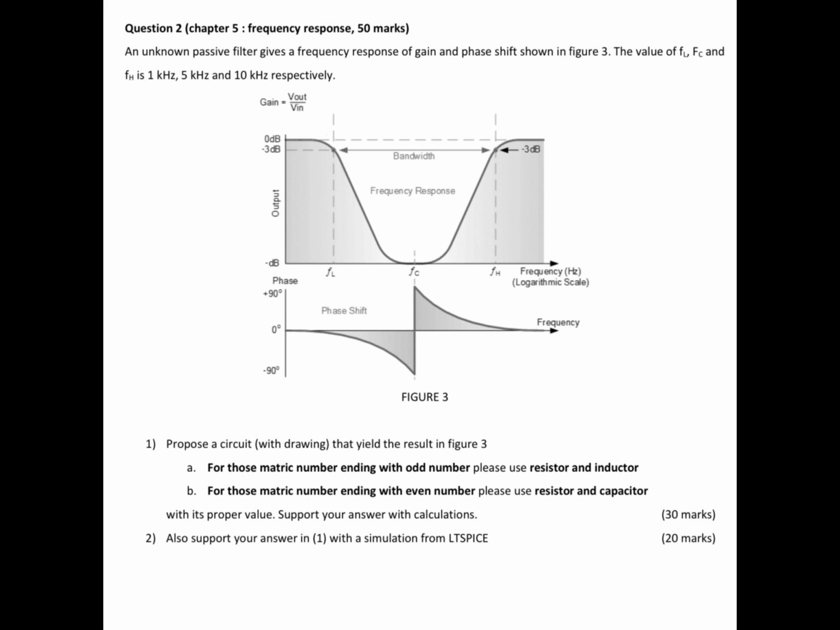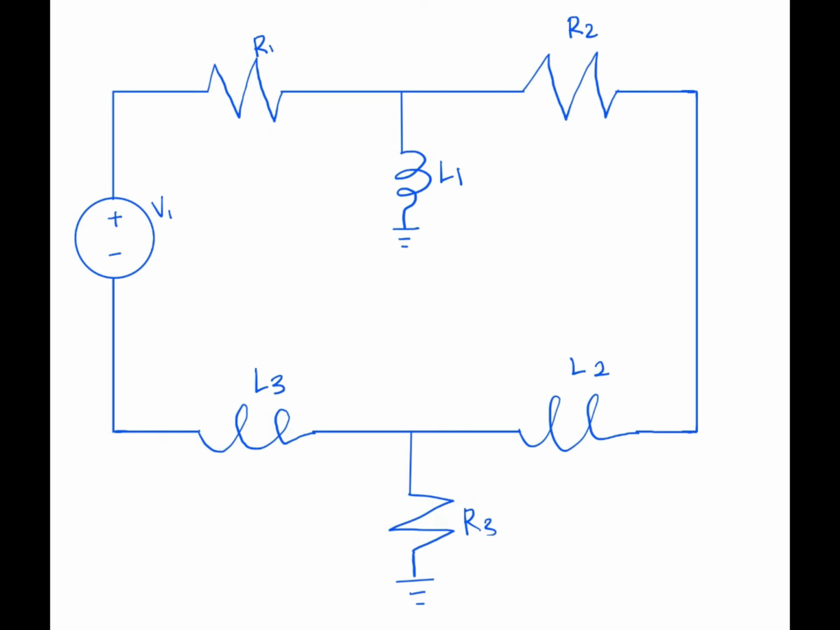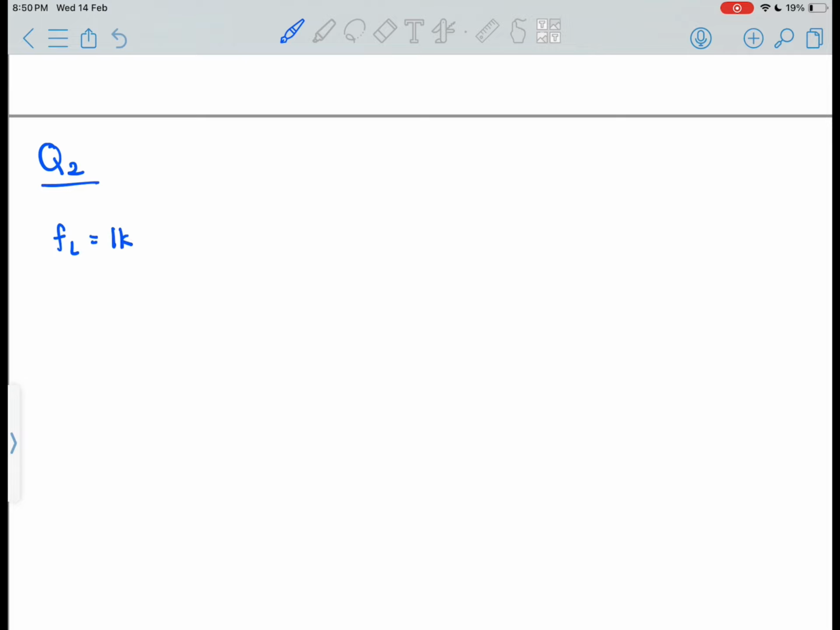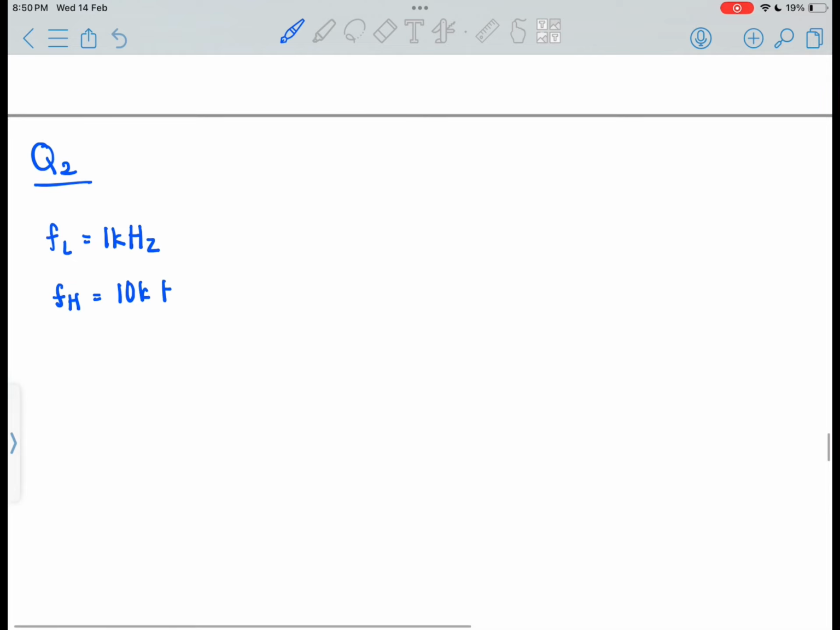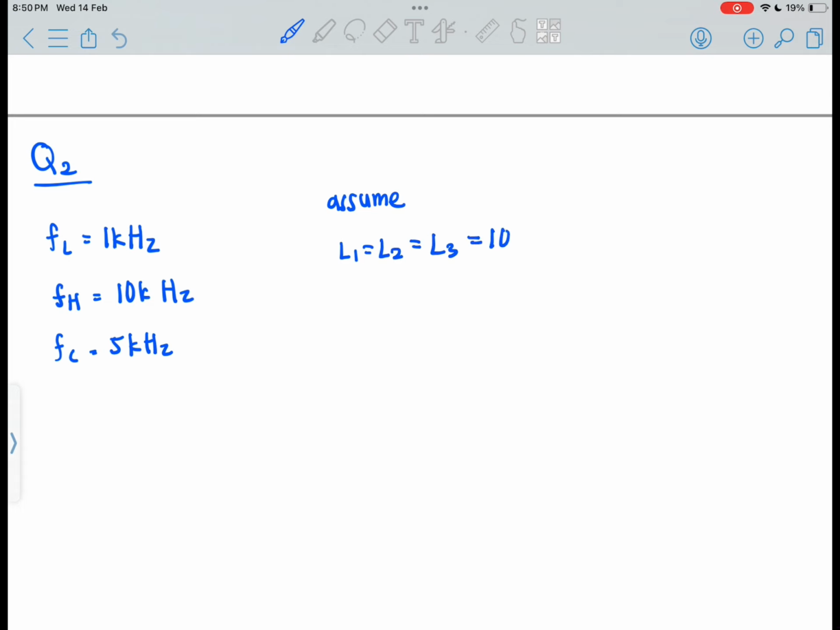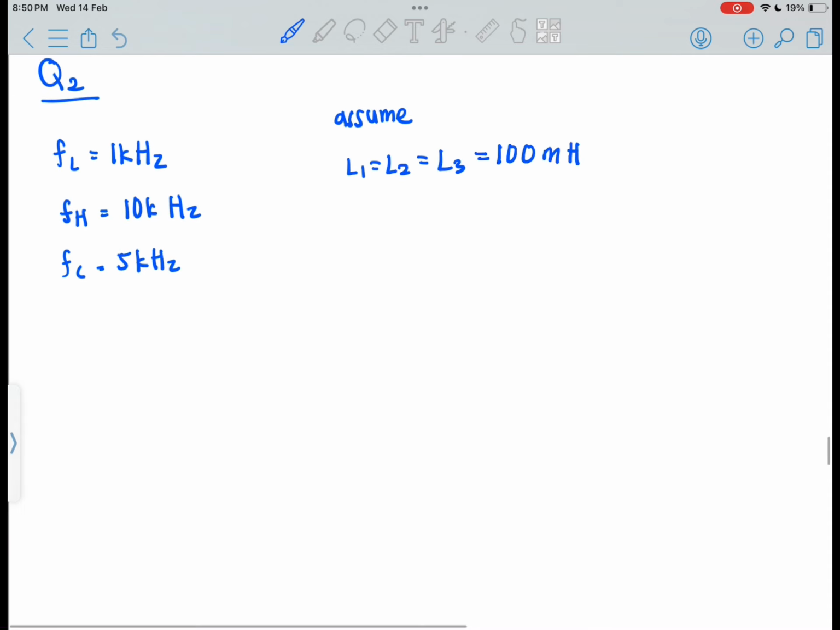Okay, so let's look at question number 2. As you can see, it's a band stop filter, so this is how it looks like. Next, for the calculation, the FL is given 1 kilohertz, FH is 10 kilohertz, and the FC is 5 kilohertz. It's all given in the question. And then we just assume L1 is equal to L2 is equal to L3, which is 100 millihenry, so it will be easier to calculate.